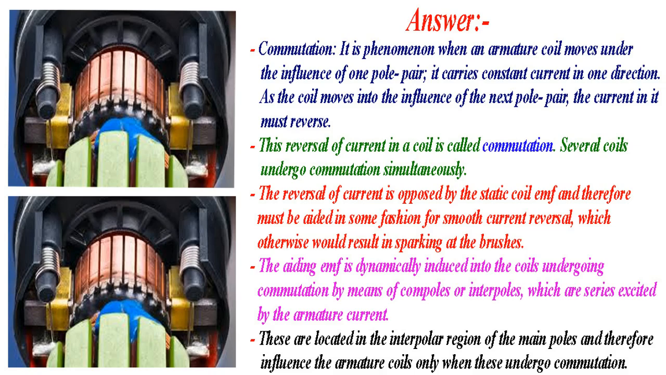Several coils undergo commutation simultaneously. The reversal of current is opposed by the static coil EMF and therefore an EMF must be added in some fashion for a smooth current reversal, which otherwise would result in sparking at the brush. The opposing EMF is dynamically induced into the coil undergoing commutation by means of commutating poles or interpoles, which are series excited by the armature current. They are located in the interpolar region of the main poles and therefore influence the armature coils only when they undergo commutation.